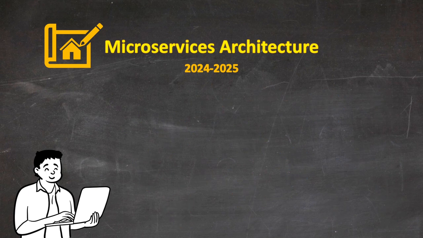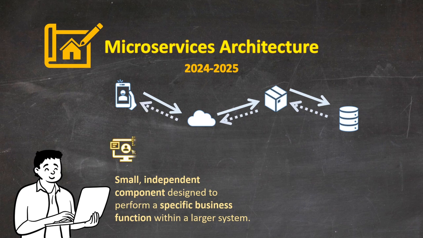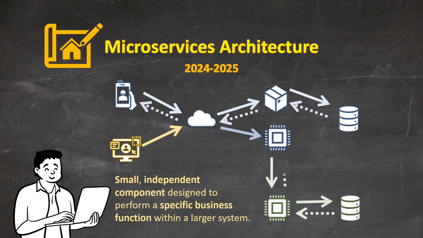So, what exactly is a microservice? In simple terms, a microservice is a small, independent software component designed to perform a specific business function within a larger application. Imagine each microservice as a tiny building block that focuses on one particular task. This could be anything from processing payments to managing user accounts.